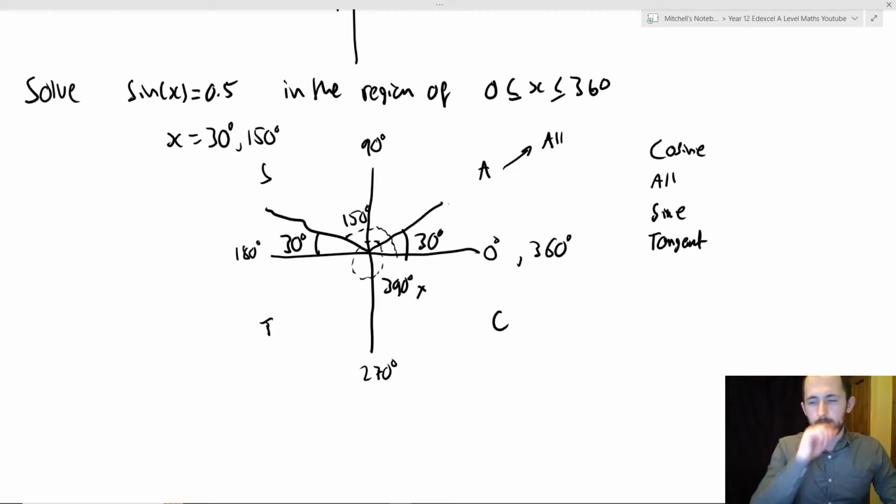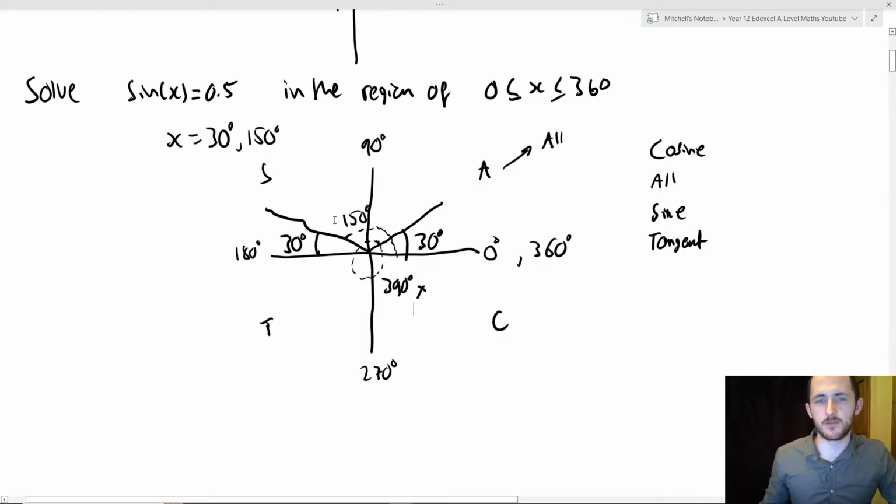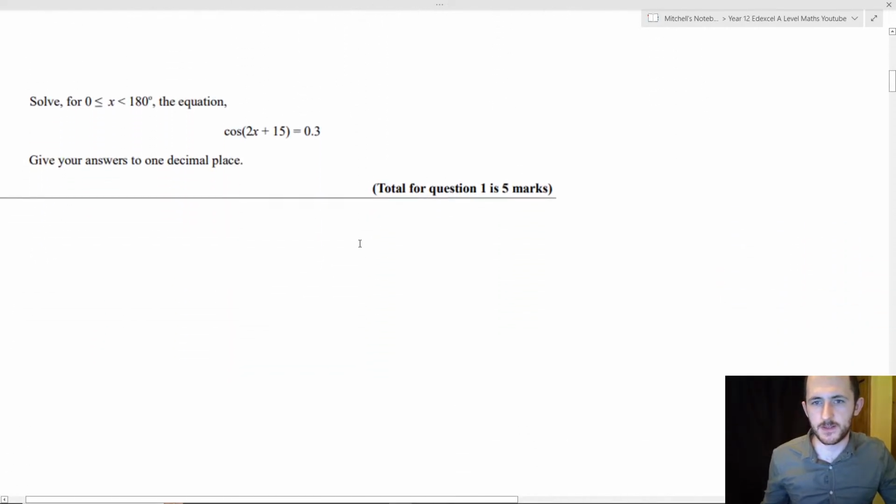So hopefully that was okay as an introduction. I know it's quite overwhelming, but I believe that through practice and a good explanation, anyone can learn to use the CAST diagram, and it becomes very, very useful indeed. So again, that was just a basic example. Let's go on to these questions.